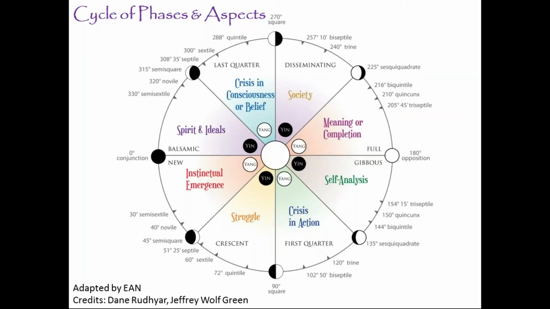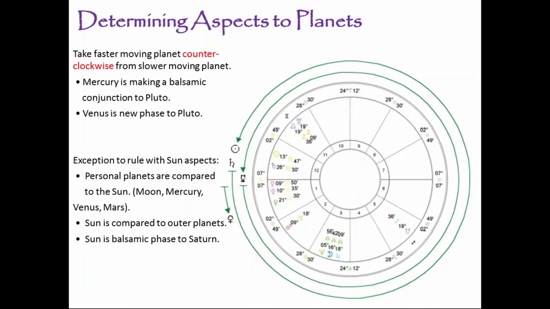Here is how we determine aspects to planets. We start with the slower moving planet, and we compare it to the faster moving planet in a counterclockwise fashion, as you see on the screen.